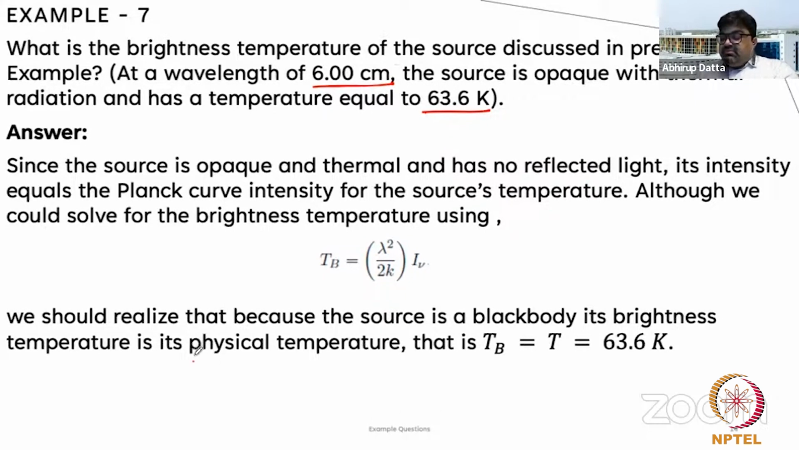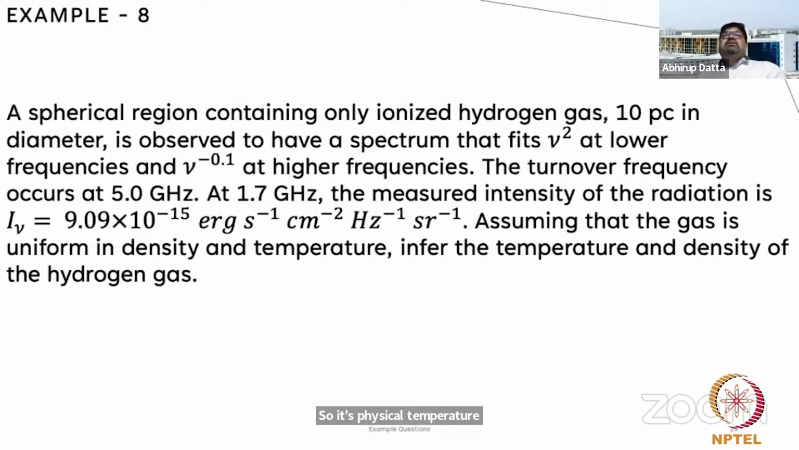So it's physical temperature and brightness temperature. Next question, next example: a spherical region containing only ionized hydrogen gas, 10 pc in diameter. So what is 1 parsec? You remember what is 1 parsec?